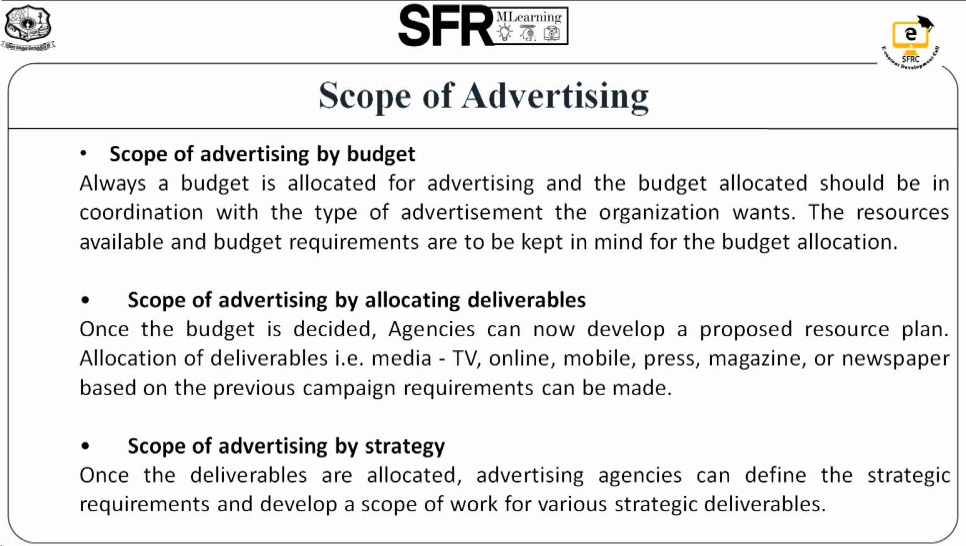After allocating the budget, now we are moving on to fixing, that is, allocating the mass media. After allocating the budget, they have to prepare a full course of action plan by which they are fixing the deliverable, in the sense of the media, whether they are going to go for TV or newspaper or magazine or radio and the like. And the third stage would be defining the strategies.